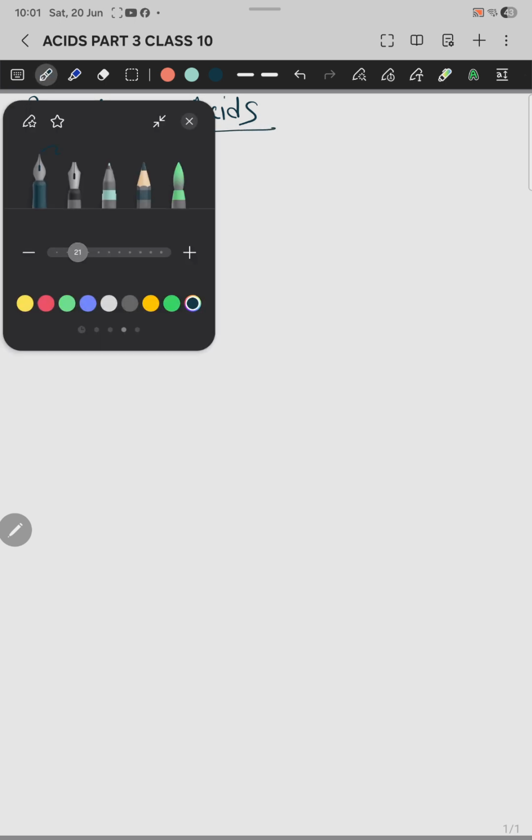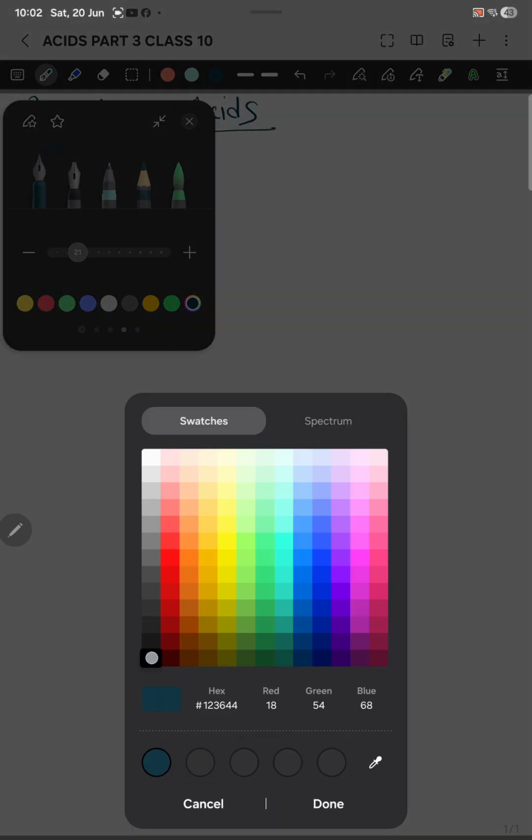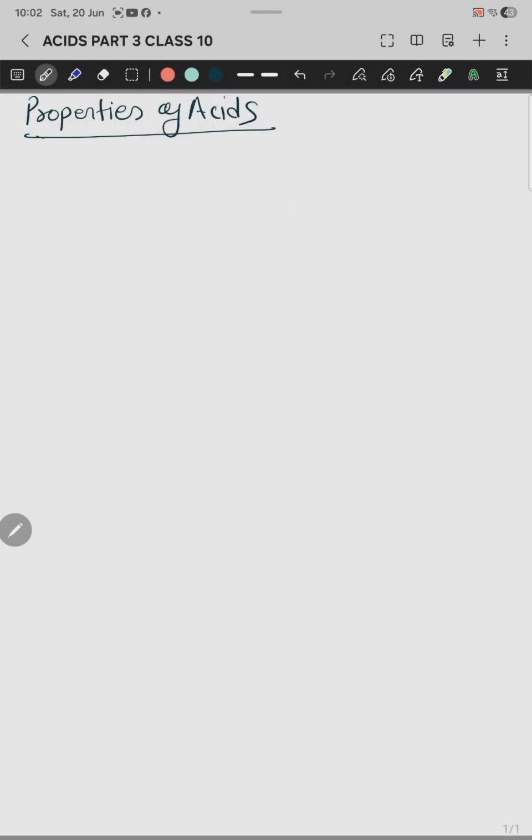So first is your physical property. And physical property I discussed with you all. The first one: it has a sour nature, sour taste. So the first property is sour taste. Okay, the second property: it converts blue litmus to red. Blue litmus to red, this is the second property.